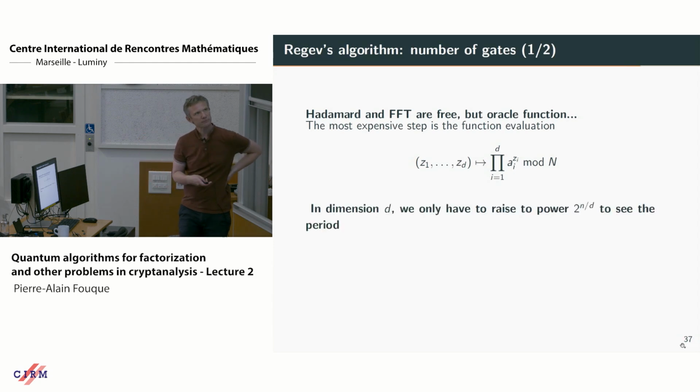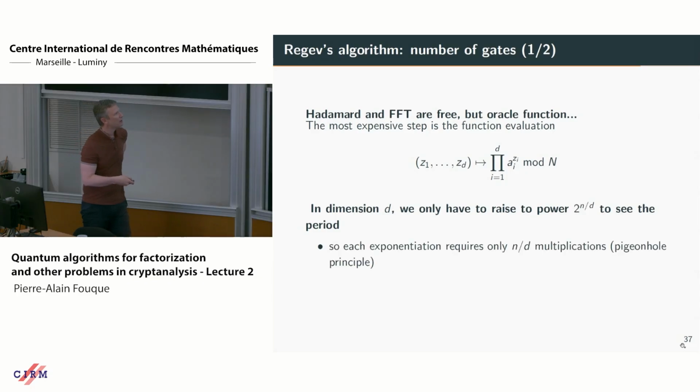Okay? So here we are in dimension D, and we only have to raise the power up to 2 to the n over D, okay, to look at the period. So it's a basic theorem, it's just a pigeonhole argument, because if I have D values, and if I have 2 to the n over 2D to the power D, it will give me, in fact, 2 to the n different values, and from these 2 to the n different values, I am sure that the period will appear somewhere. Okay?